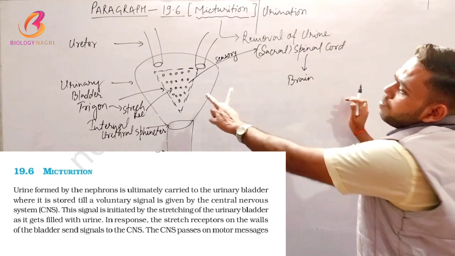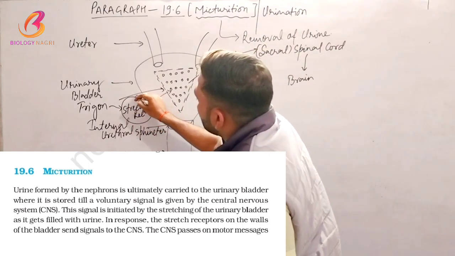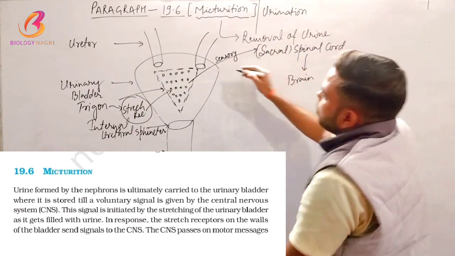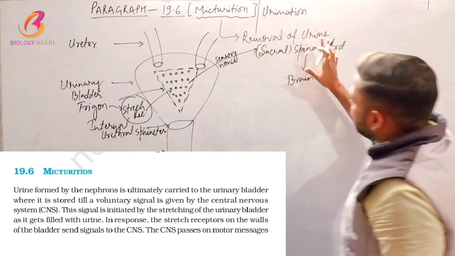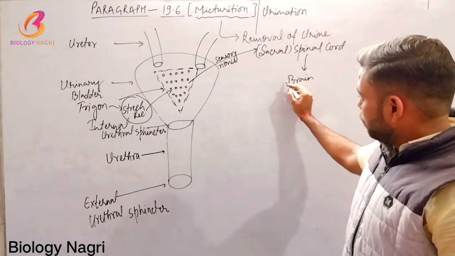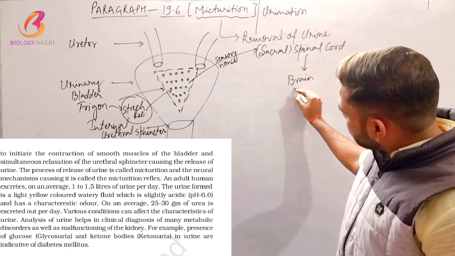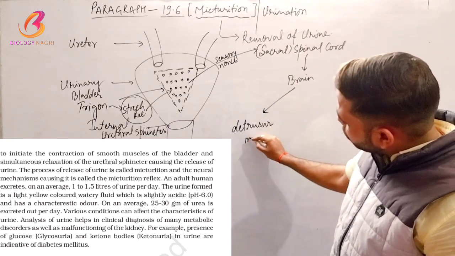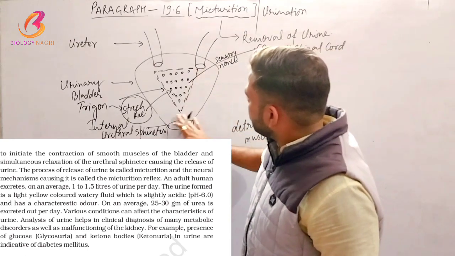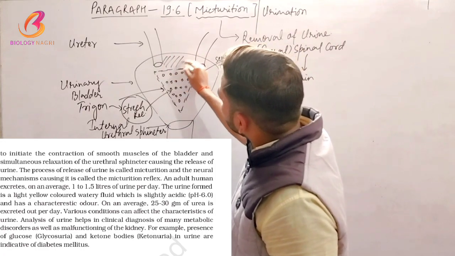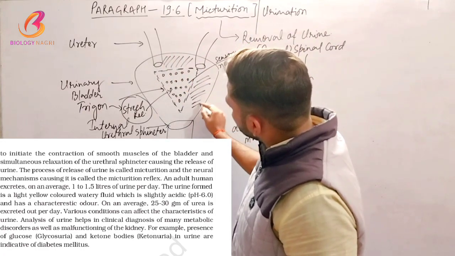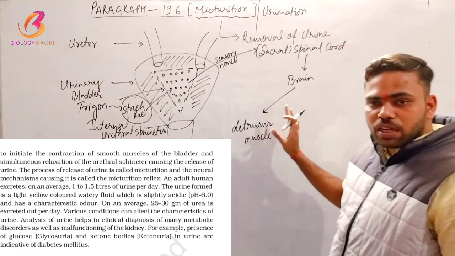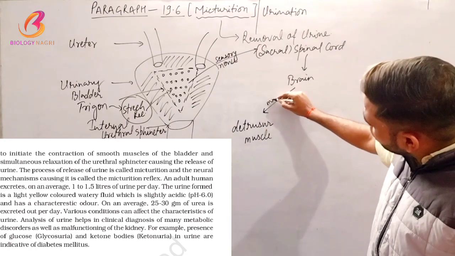It means the stretch receptors have sent the message to the spinal cord through sensory nerves. I am writing here sensory nerve. Again, it is passed to the brain. The brain will send the message to the detrusor muscle. Now I am showing you the detrusor muscle. In this region there are smooth muscles called the detrusor muscle. These detrusor muscles receive the message from the brain through motor neurons.